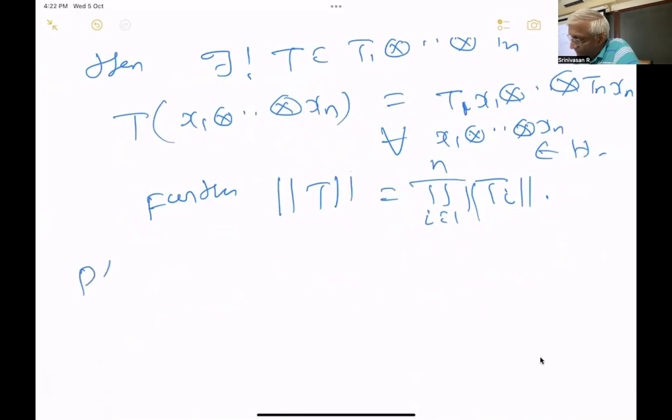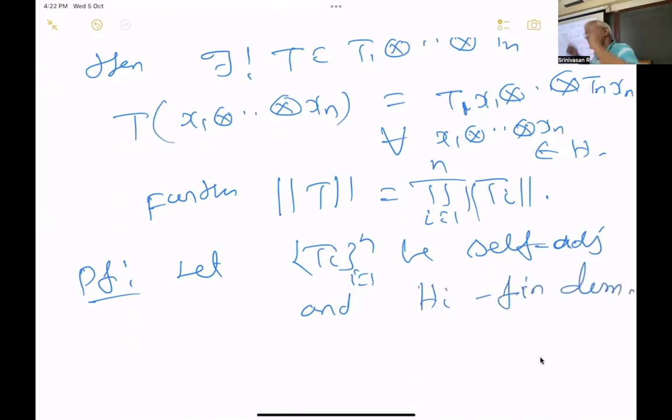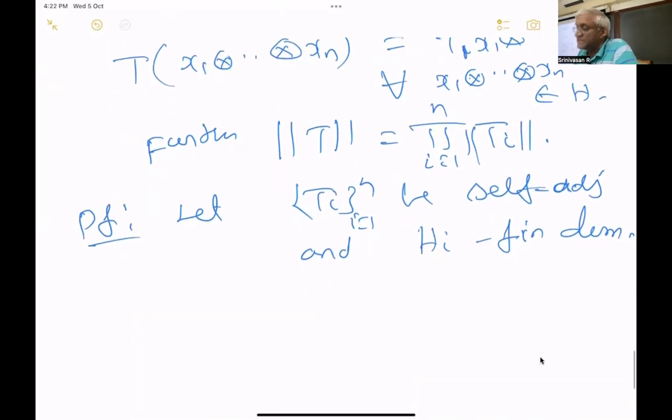First, we will verify this for Ti, i equal to 1 to n, self-adjoint, and Hi finite dimensional. Let's first assume this. There we verify this. Then we can extend it. Then we can prove it for any Hilbert space. Okay, so Ti is self-adjoint.